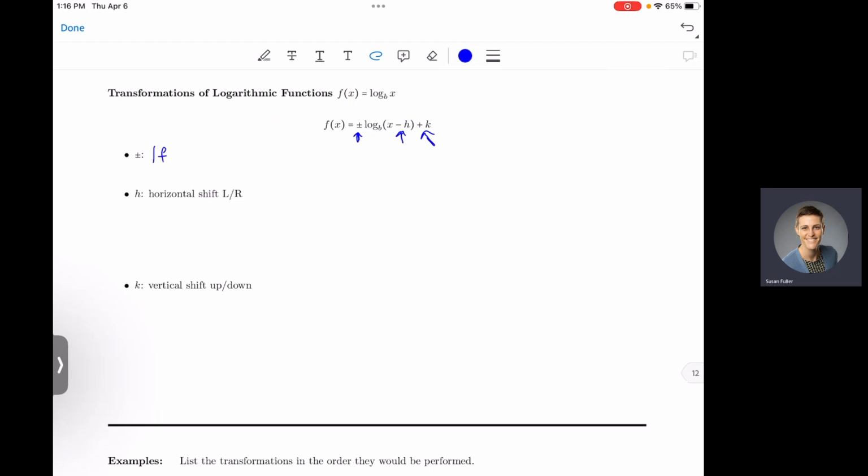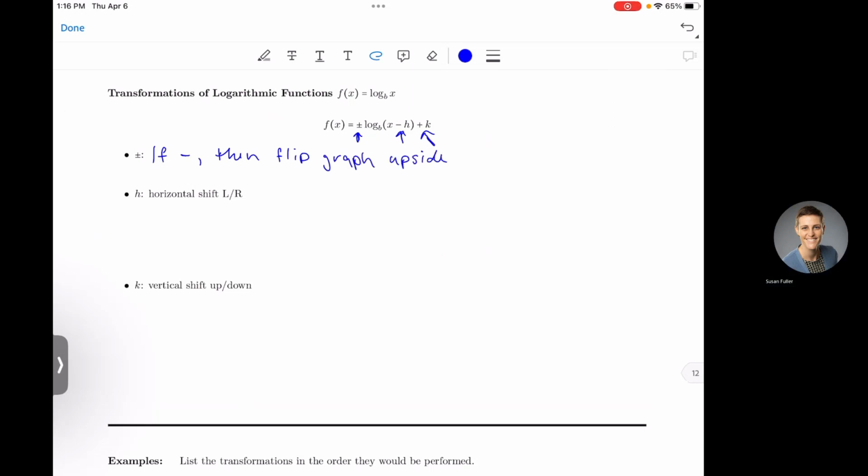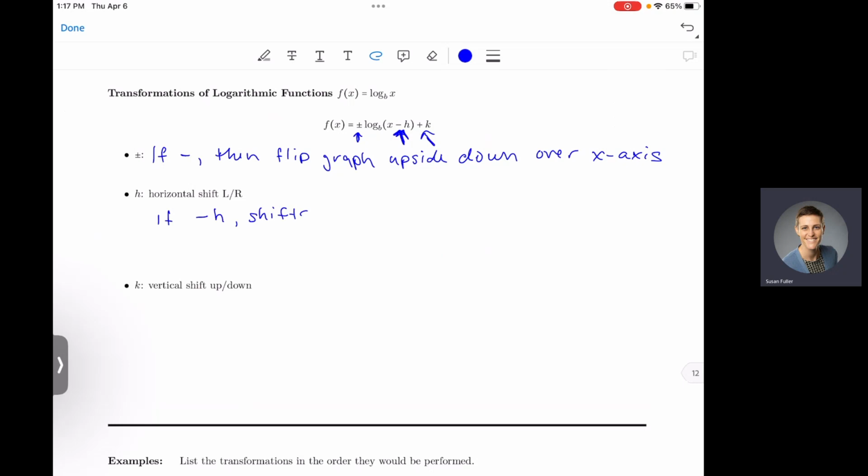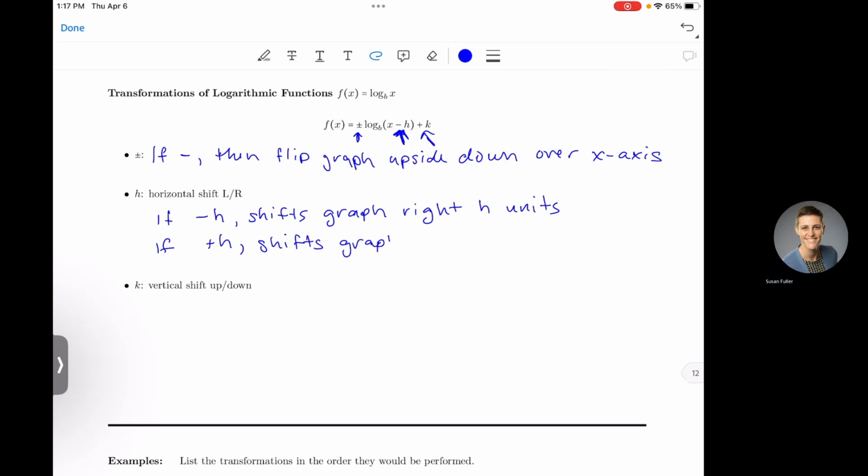And we have to know what these guys do. So if you have a negative out front, you will flip the graph upside down over the x-axis. You'll flip it vertically over the x-axis. If you add or subtract an h inside with x, this is going to shift you left and right, and it's going to go the opposite way that you think it will. So if you subtract h inside, then that shifts the graph to the right h units. And if you add h, that will shift your graph to the left h units. It's going to go the opposite way you think it will.